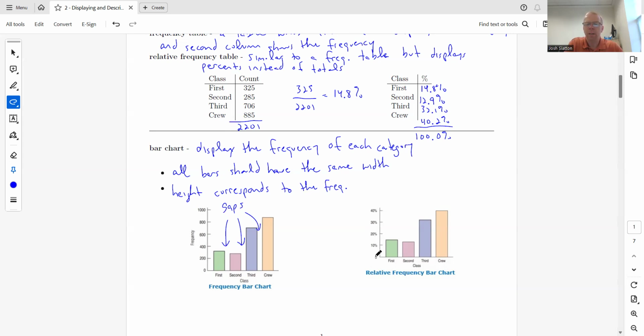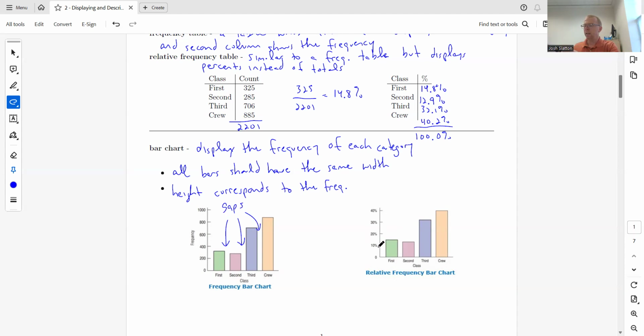And so another thing to notice, now the scale is different on this axis because we're looking at 0 to 40%. 40.2% was the highest category. Here we have 0 to 1,000. And so the shape is essentially the same between the frequency bar chart and the relative frequency bar chart.